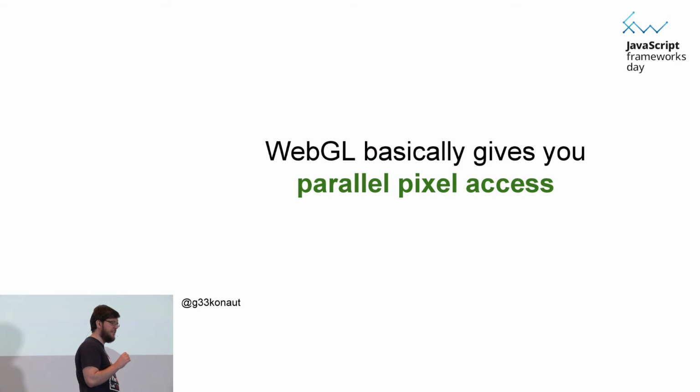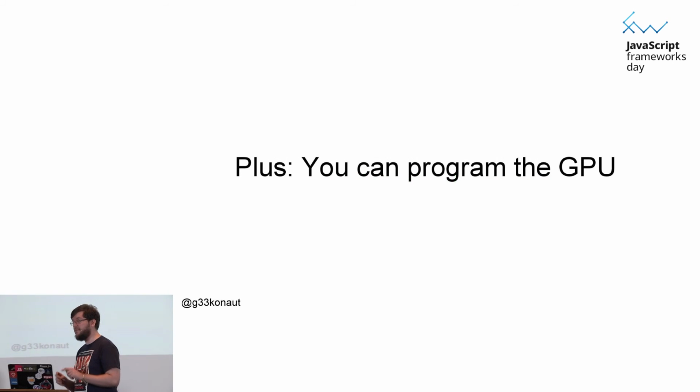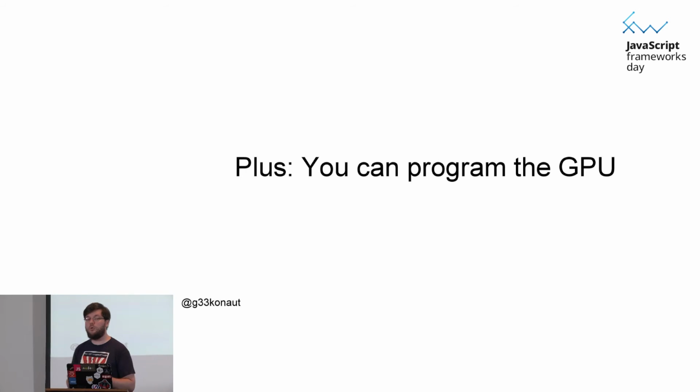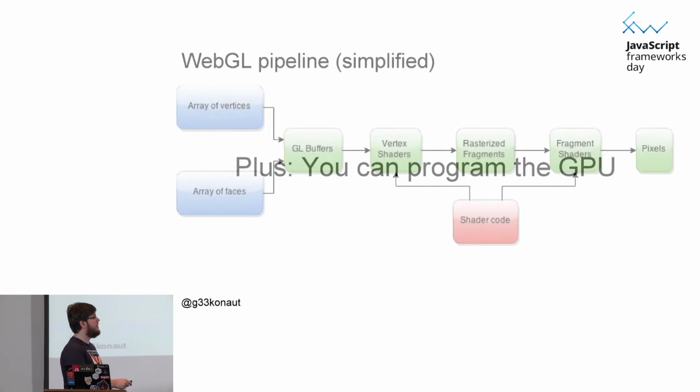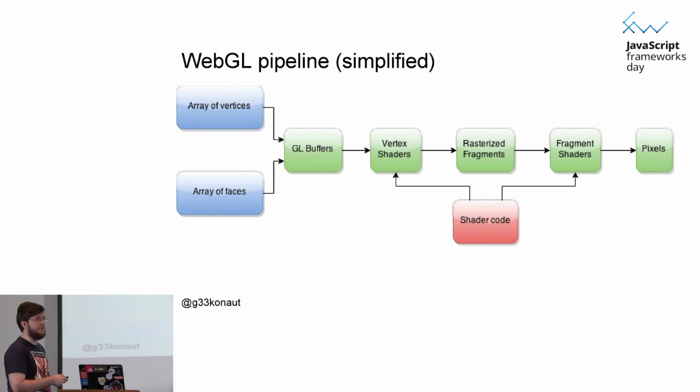So what is different in WebGL from the canvas is it gives you parallel access to the GPU, parallel pixel access, and that is cool. Also, it doesn't just give you pixel access, it gives you access to code that runs on the GPU. So you can write code that runs on the GPU. How cool is that? This code lives here, that's my code that I write, and it goes into 2 steps of a pipeline.